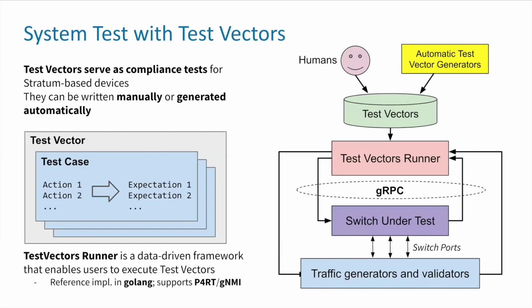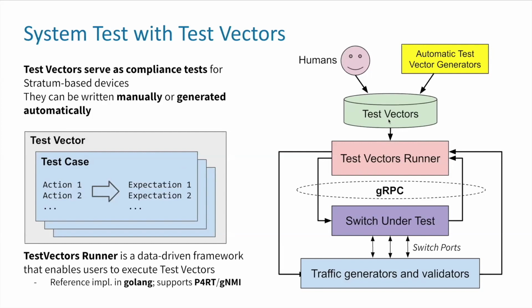So actions and expectations are basically a set of open API accesses like gRPC, gNMI, or P4 Runtime accesses, or external stimuli like data plane operations. We provide a reference implementation that compiles and runs the test vectors. We call it the test vectors runner, or TV runner. It's written in Go and takes advantage of the Go testing framework.